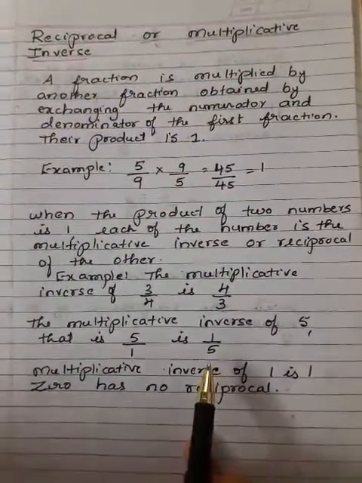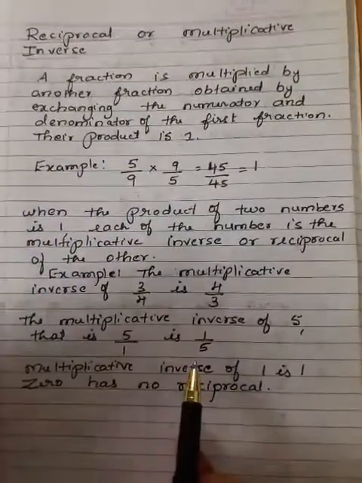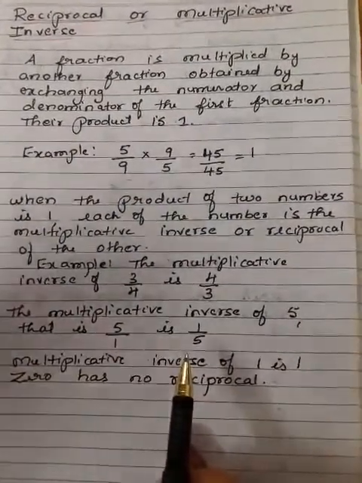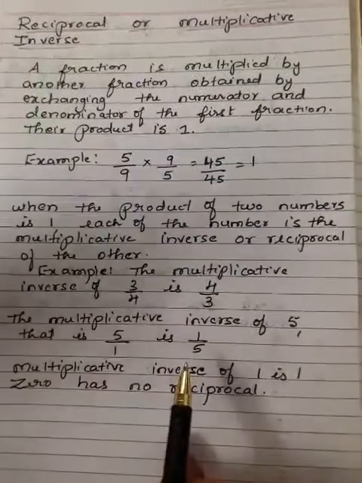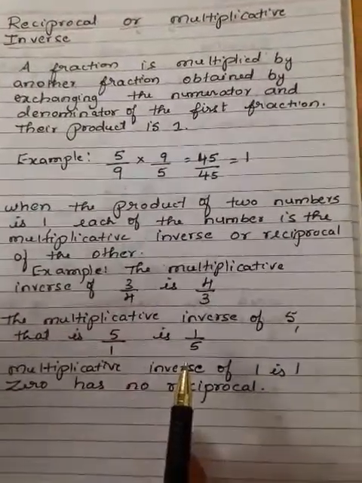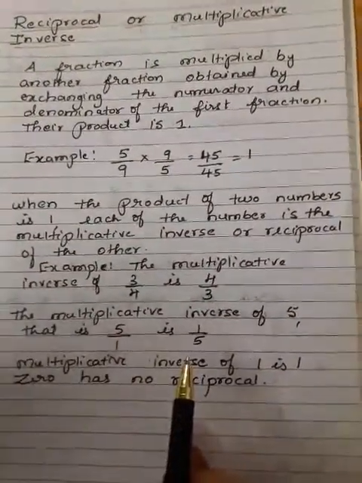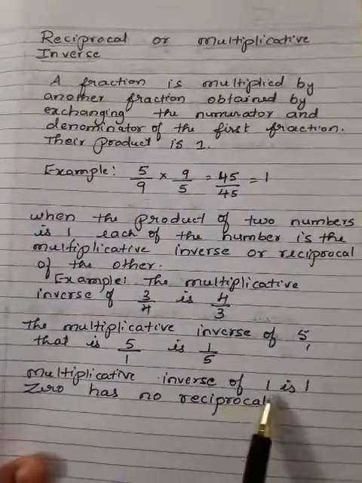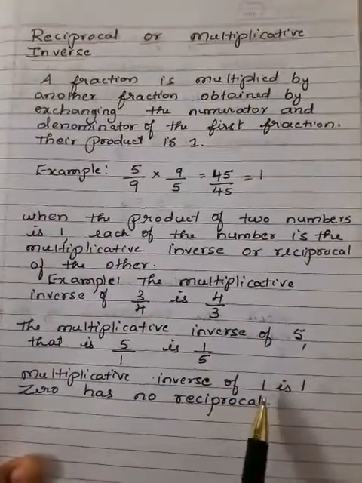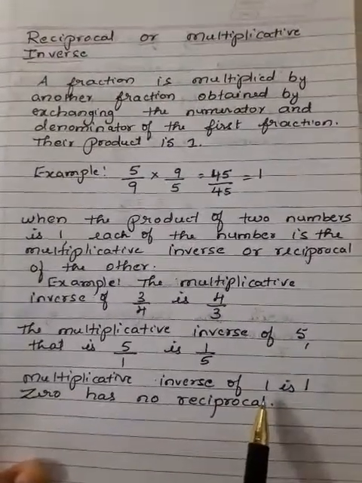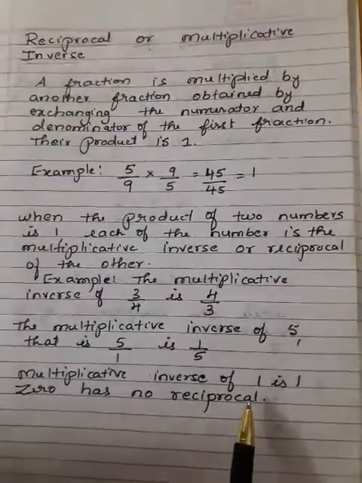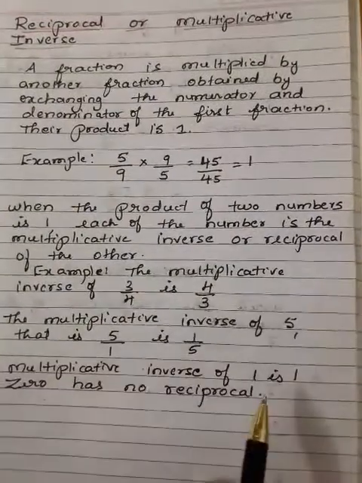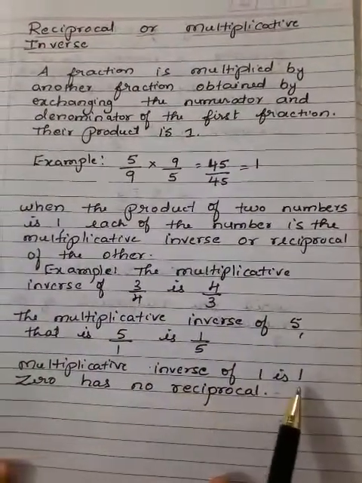Understood? So if only a number is given, for example 6, what is the reciprocal of 6? 6 means 6 upon 1. So you should write the reciprocal of 6 upon 1. So that is 1 upon 6. Next, multiplicative inverse of 1. What is the multiplicative inverse? 1 means 1 upon 1. So what is the multiplicative inverse of 1 upon 1? 1 upon 1 only. So that is 1. So the multiplicative inverse of 1 is 1.